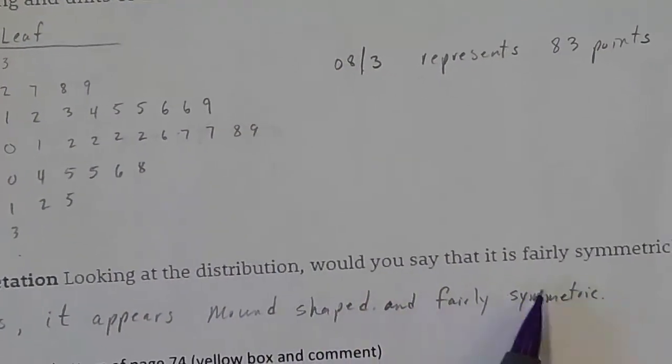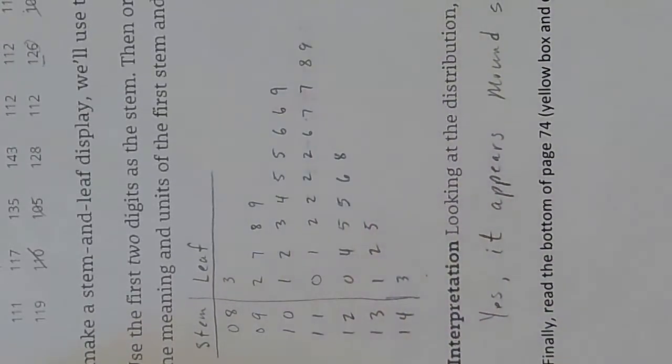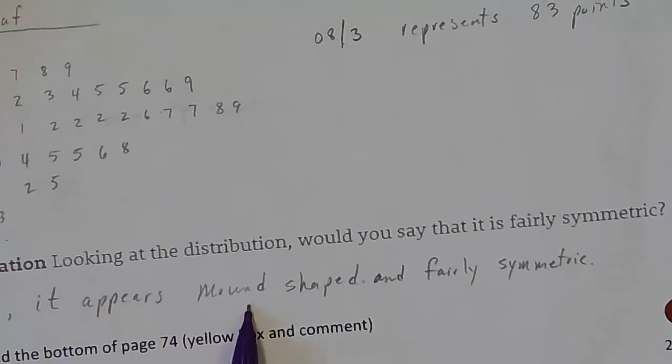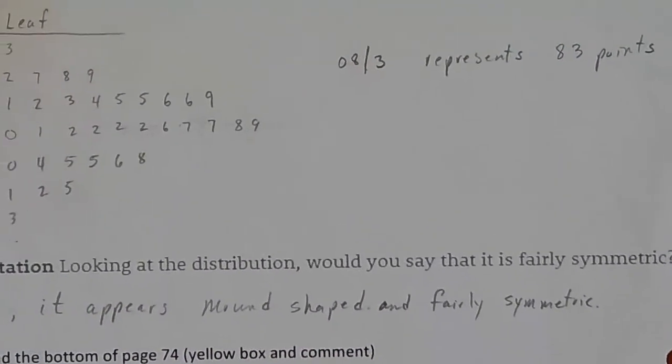And then B, the interpretation. Looking at the distribution, would you say that it's fairly symmetric? Turn it sideways. Yeah, it's pretty symmetric, right? Kind of draw a line in between it. It's roughly symmetric. Obviously not perfectly symmetric, but we'd say this is roughly mound-shaped and roughly symmetric. So that's what I put: appears mound-shaped and fairly symmetric.